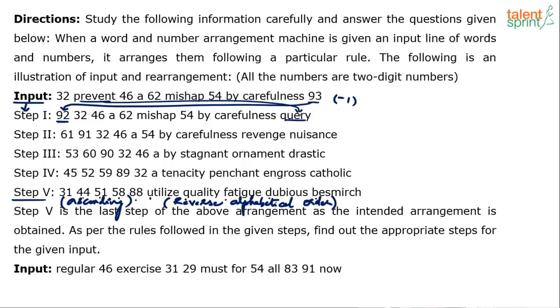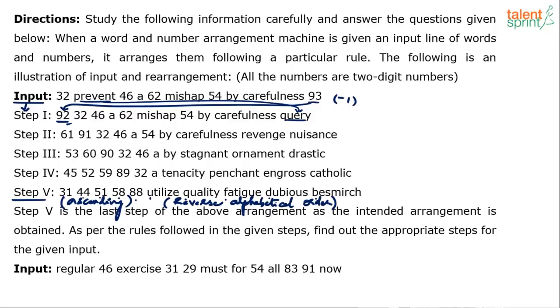Now one may argue, why did we choose 93 and the word prevent? What is the reason? Well, clearly I see that the number 93 here is the highest number. So we are working on the highest number. Move the highest number, but reduce it by 1 before you reposition it.